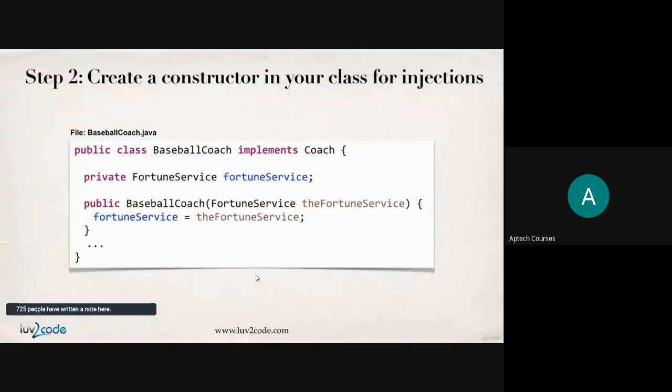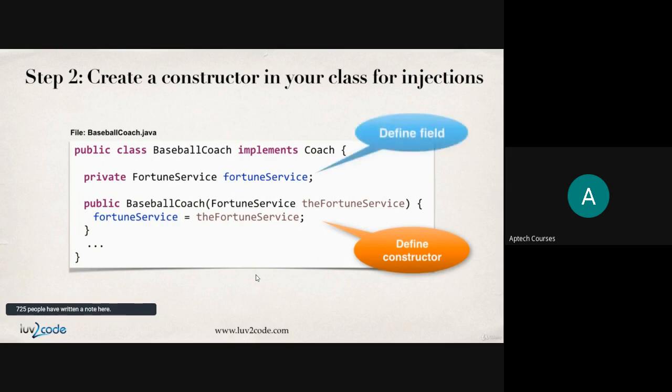So now step two, create a constructor in your class for injection. Again, we're going to make use of constructor injection, so they're going to inject dependencies here by calling a constructor. I have my class baseball coach. I need to create a constructor for baseball coach that will accept this dependency. So it has to accept a fortune service. I have a private field here called fortune service, and then I simply assign that field inside of the constructor, where fortune service equals the fortune service.